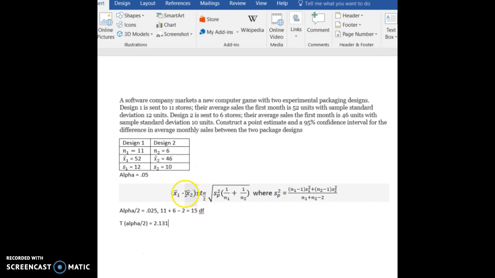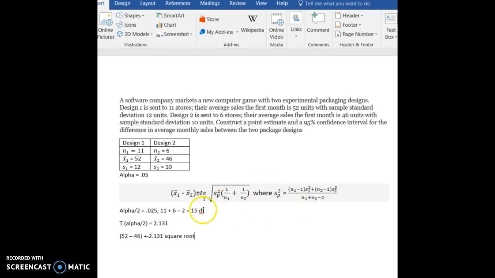All right, so let's start filling into our formula for this confidence interval now. x bar 1 is 52. Our x bar 2 is 46. Plus and minus, our t of alpha over 2 is 2.131. Square root, and just for the sake of typing faster, I'm going to put the words instead of looking up the symbol. And now we need the pooled variance.